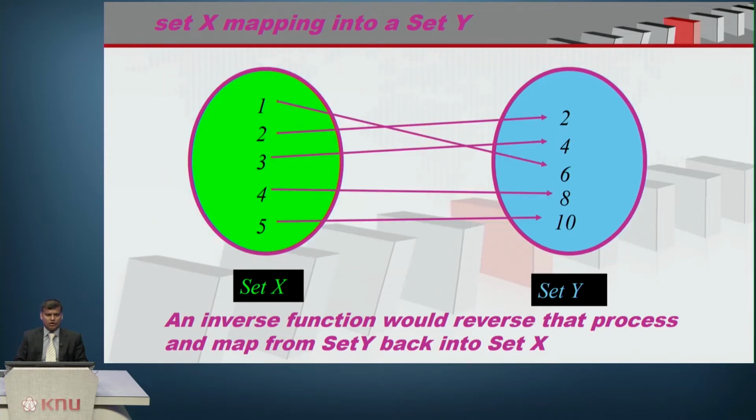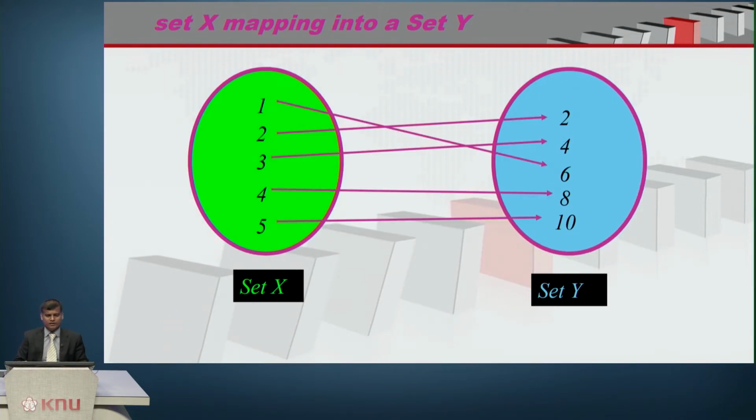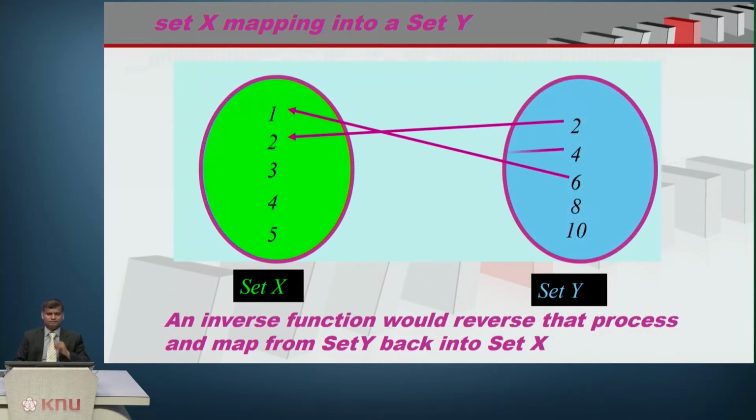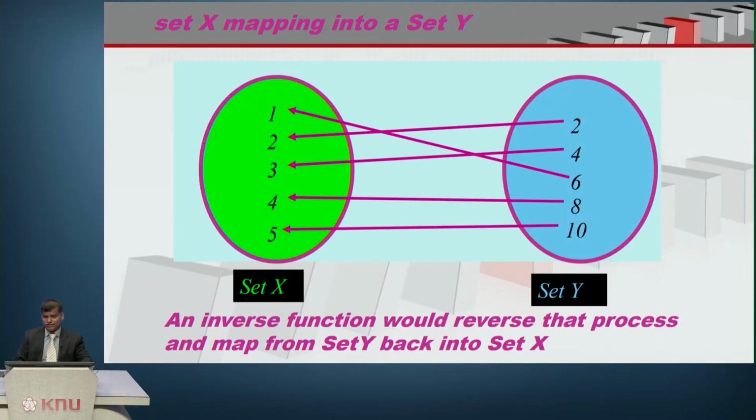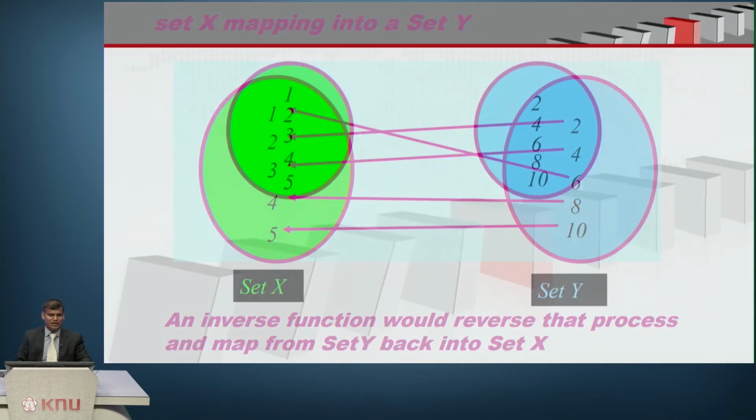So we can recall what happened earlier. 1, 2, 3, 4, 5, where 1 is mapped to 2, 2 is mapped to 4, 3 is mapped to 6, 4 is mapped to 8, and 5 is mapped to 10. Now we are going to take the inverse, in which the reverse process happens. That's it. 2 is mapped to 1, 4 is mapped to 2, 6 is mapped to 3, 8 is mapped to 4, and 10 is mapped to 5. Well, that looks quite simple.